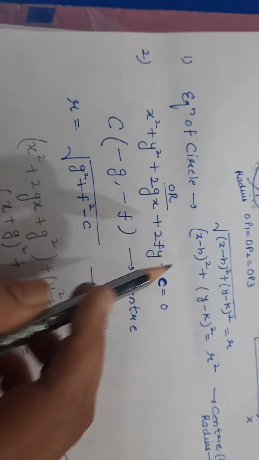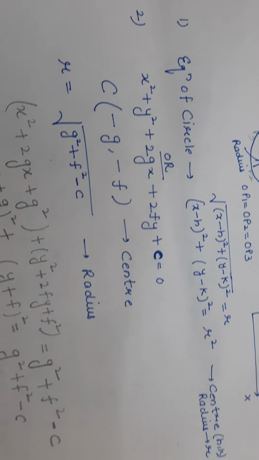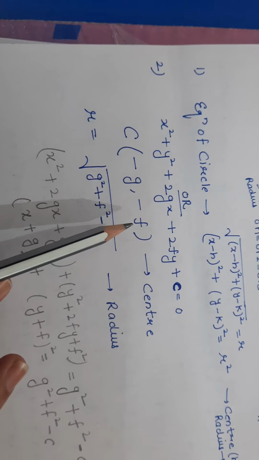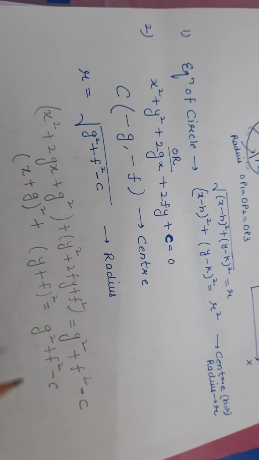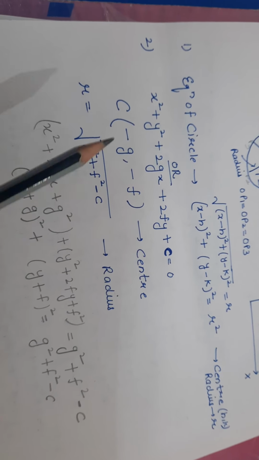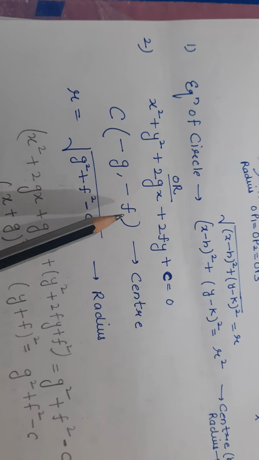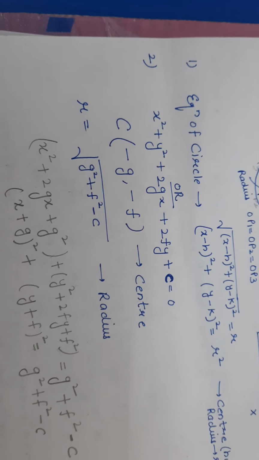Now if you compare these two equations, the value of h is minus g, k is minus f. So your center (h, k) is (minus g, minus f), right? And this is going to be r square, so r is root of g square plus f square minus c under the root. So in the general equation, the center is (minus g, minus f) and the radius is the square root of g square plus f square minus c.